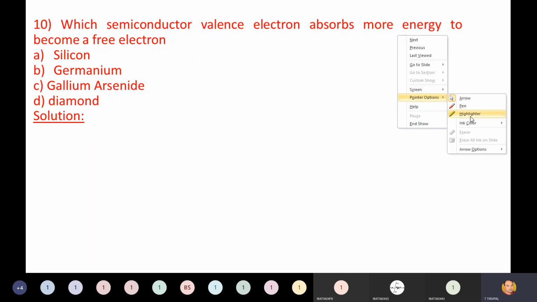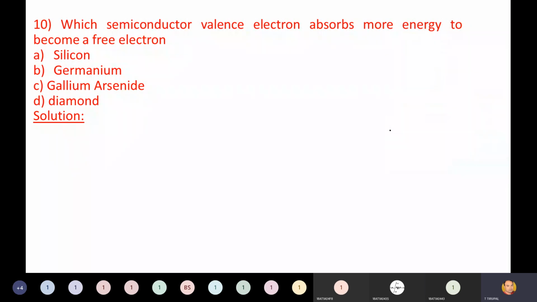Silicon. Emma? Gallium arsenide. Very good. Answer is gallium arsenide. Which semiconductor's valence electrons absorb more energy to become a free electron?